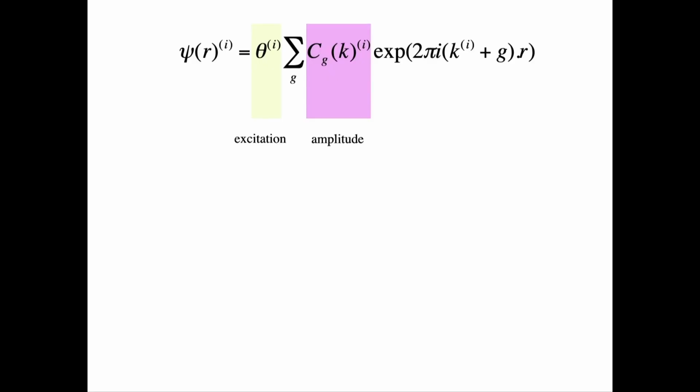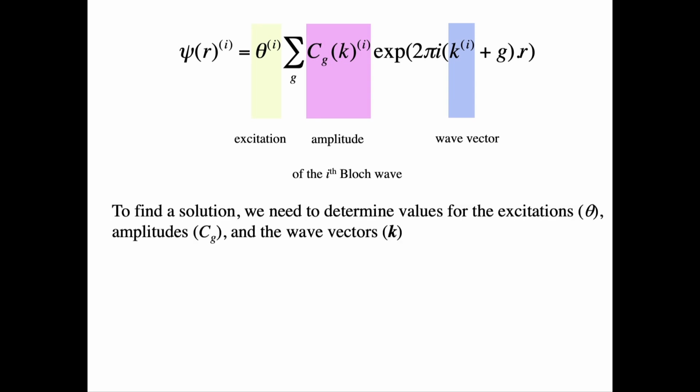Excitation. So that's the excitation of this Bloch wave. CG, for this Bloch wave, this is how the amplitude of this Bloch wave is spread over the various diffracted beams and direct beam. And then our wave vector. And this is all of the ith Bloch wave. So to find a solution, we need to determine the values for the excitations, the amplitudes, and the wave vectors. And that's what we're going to do. It won't be so rigorous, so please excuse me, but I want to get to the point where it's something useful for us, each one of these, okay?